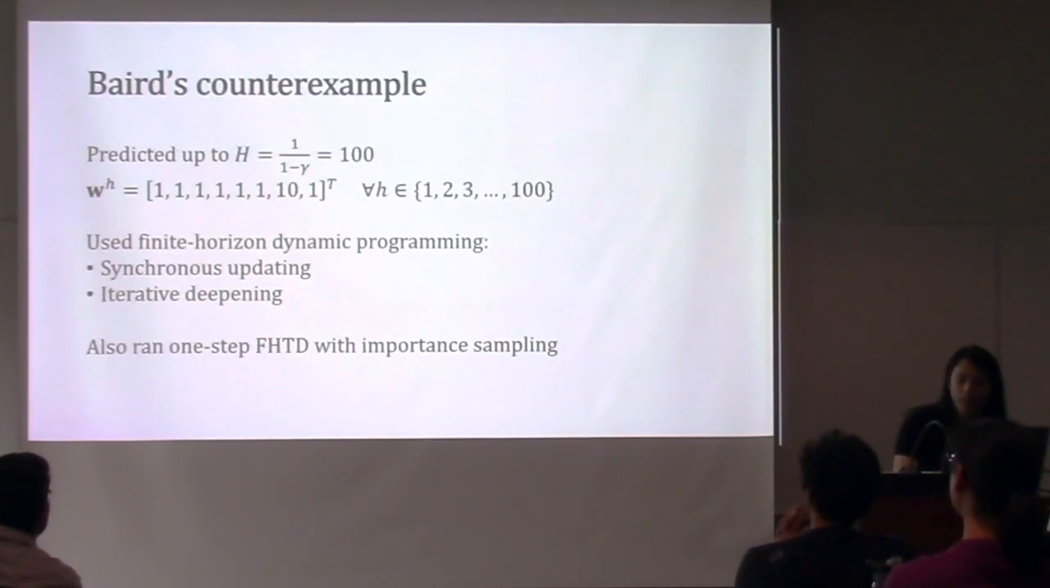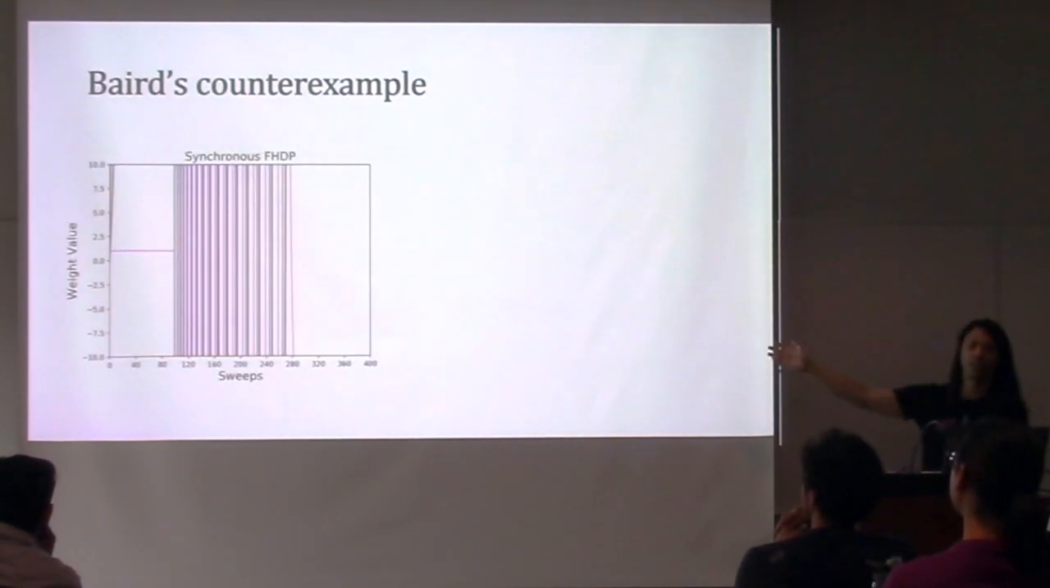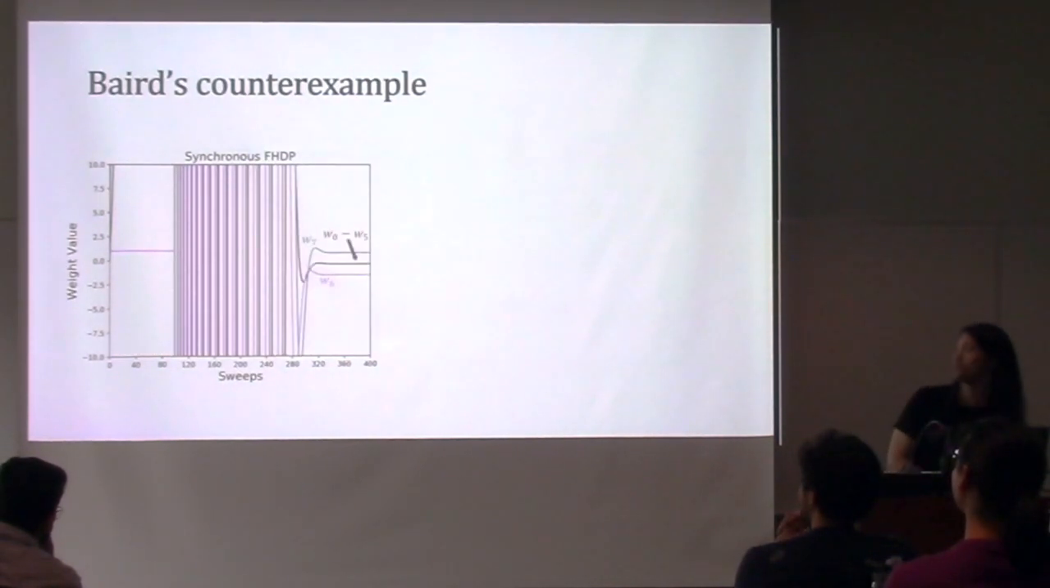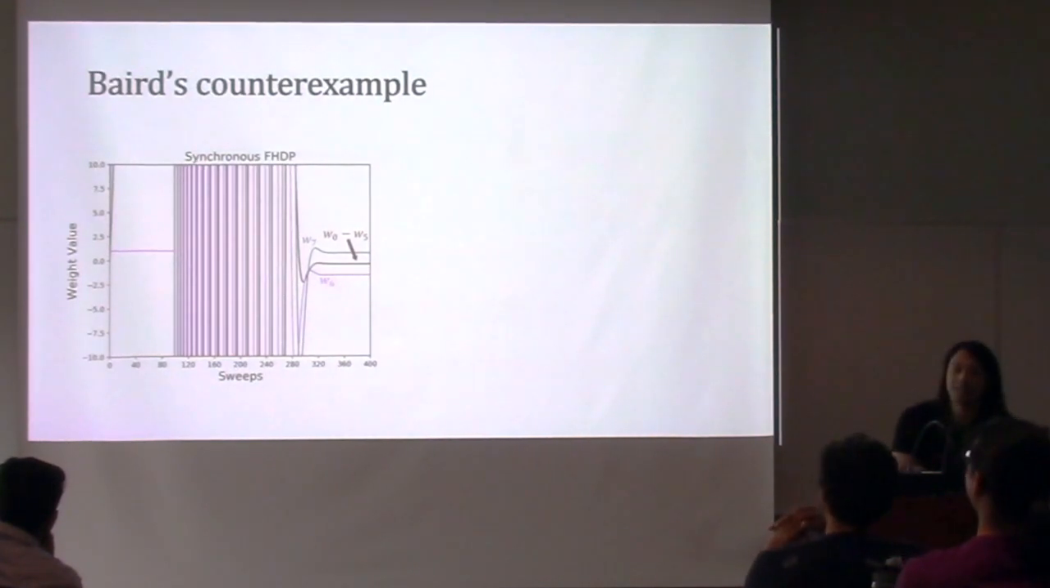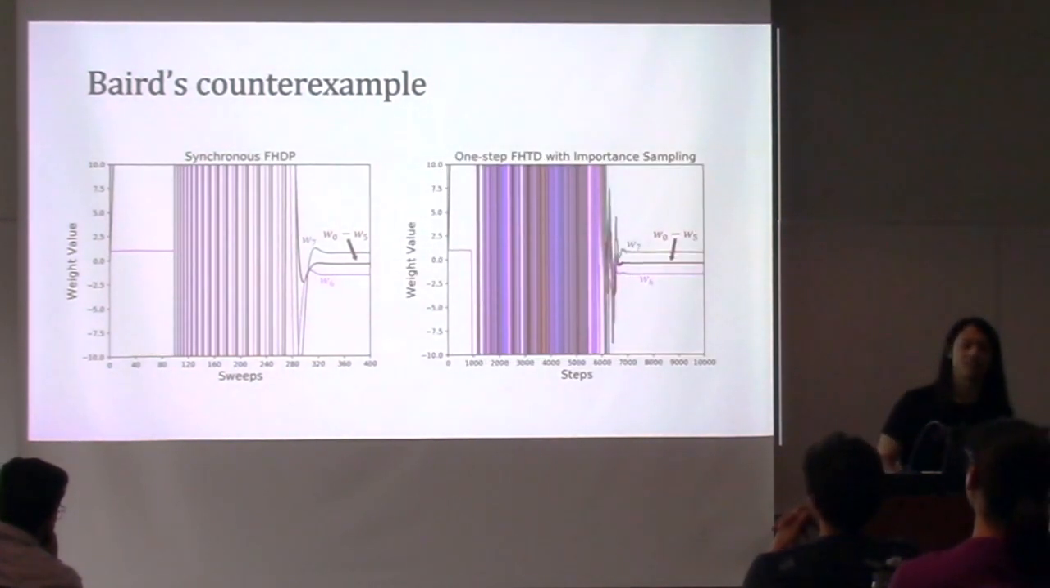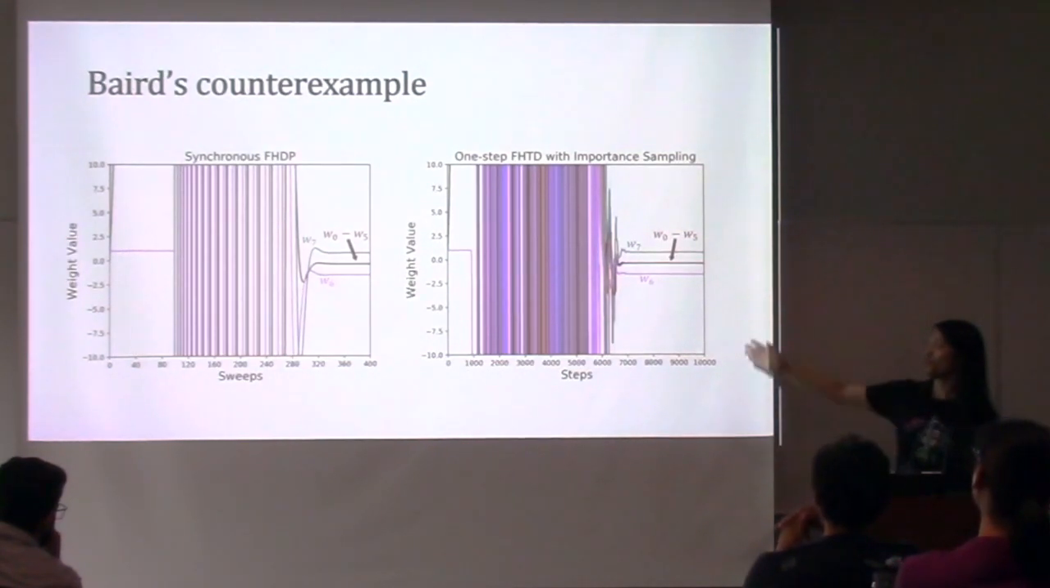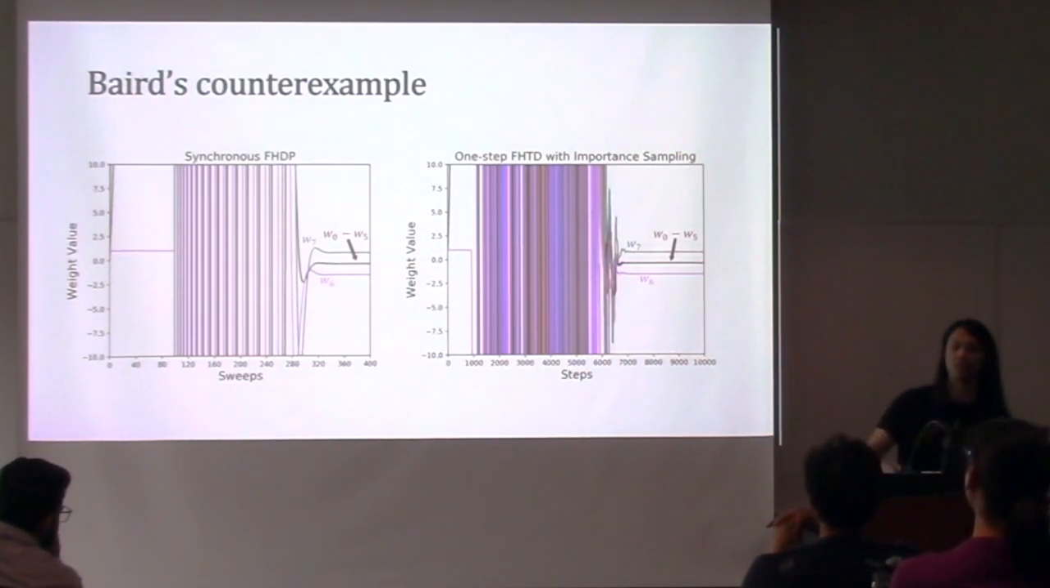So synchronous dynamic programming ended up looking like this, which is very concerning given everything that I've said so far. But if you let it run for a few more sweeps, it just eventually converges. And if you run Finite-Horizon TD, it also eventually converges. And this is averaged over 1,000 runs, so it's very consistently converging. There are error bars on there if you look closely enough.